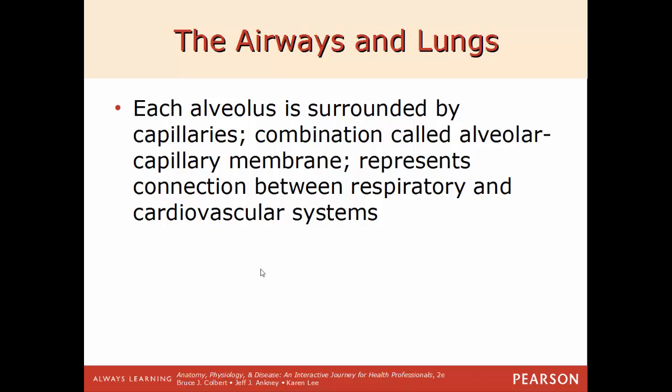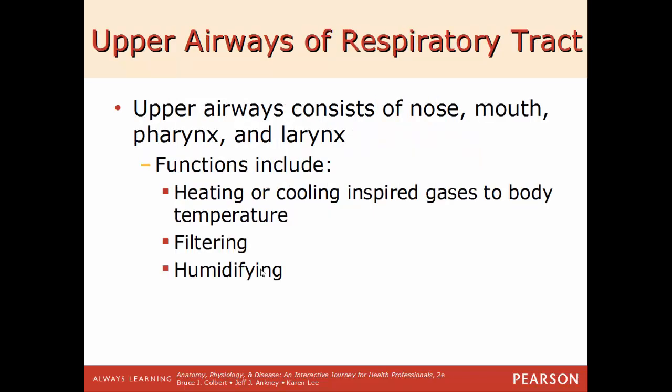Okay, each alveolus is surrounded by capillaries, and this combination of the capillaries and the alveoli is called the alveolar capillary membrane. And this represents the connection between the respiratory system and the cardiovascular systems. Alright, now we'll talk about the two various airways, both upper and lower, and how they are different.